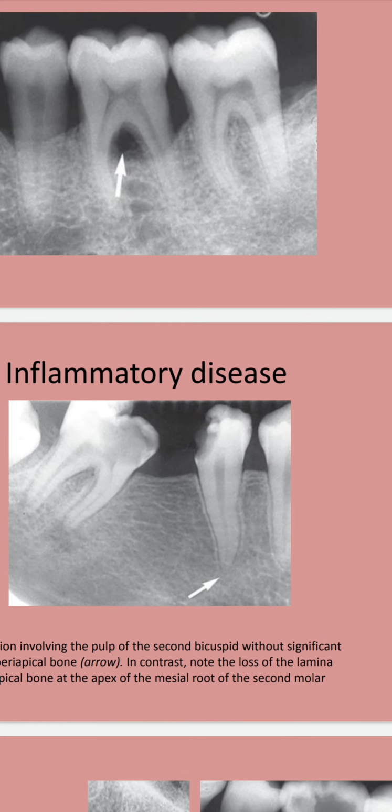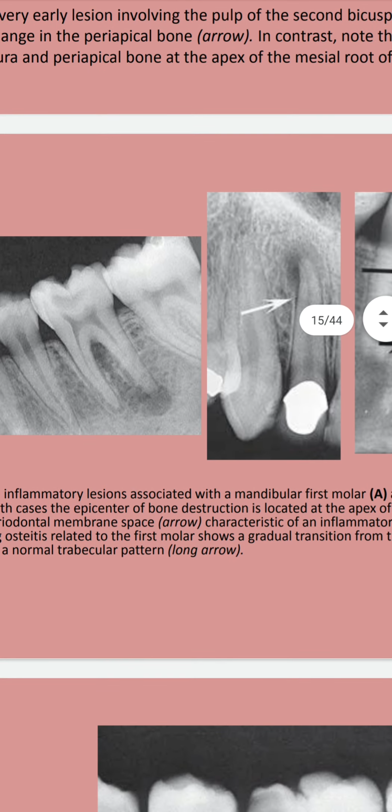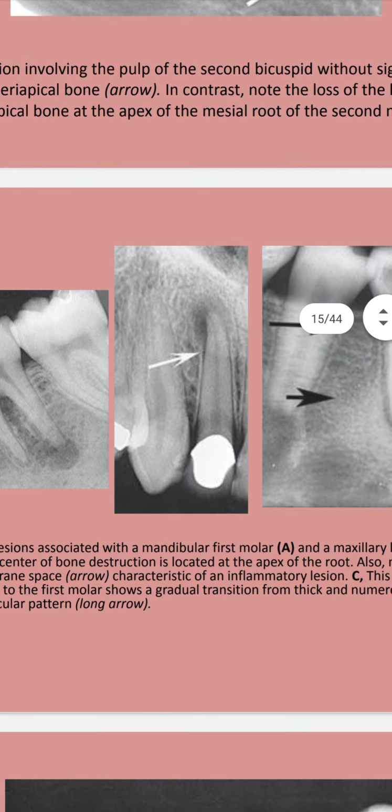Inflammatory disease, including any disease that affects the pulp of the tooth. Early inflammatory disease causes discontinuation of lamina dura and widening of the periodontal ligament. Then it will cause a radiolucent lesion in the periapical area. It's called periapical changes or periapical lesion.